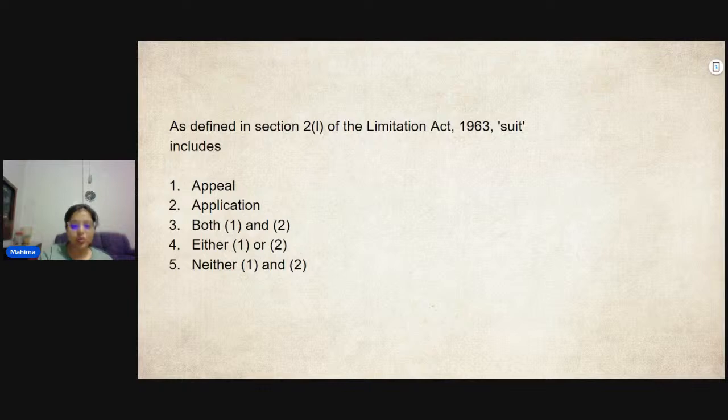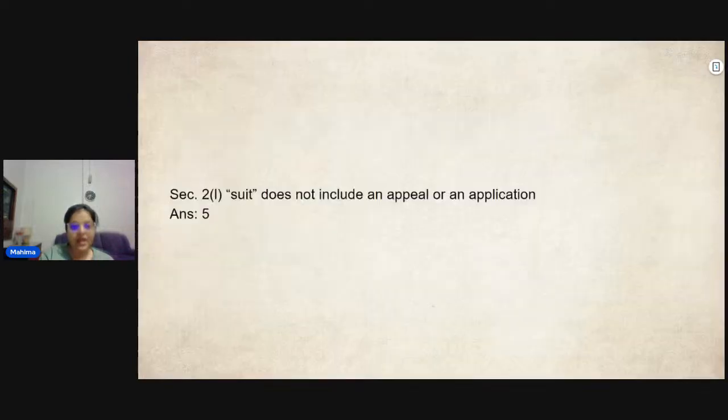As defined in Section 2(l) of the Limitation Act, suit includes appeal, application, both 1 and 2, either 1 and 2, either 1 or 2, neither 1 nor 2. Yes, CPC, correct. Okay, everyone is saying none of the above. Lakshada, Medha are saying none of the above. It is none of the above.